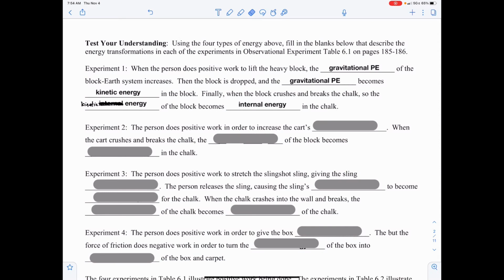The person does positive work in order to increase the cart's kinetic energy. When the cart crushes and breaks the chalk, the kinetic energy of the block becomes internal energy in the chalk.